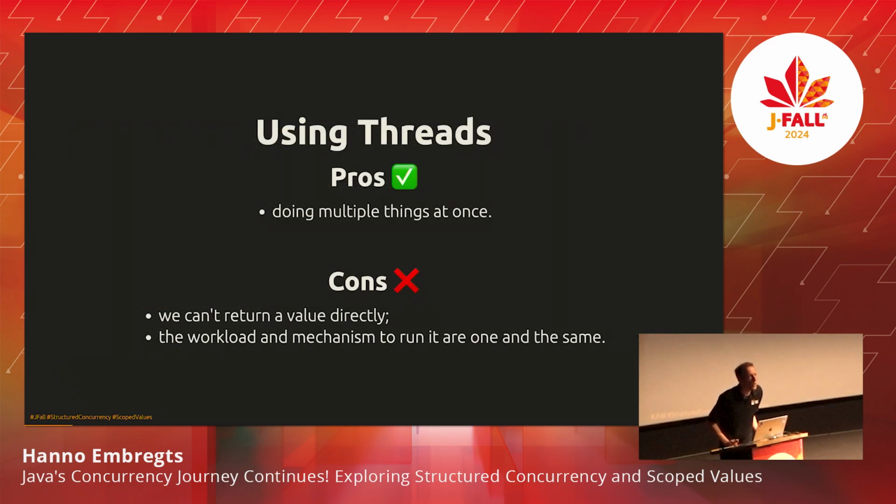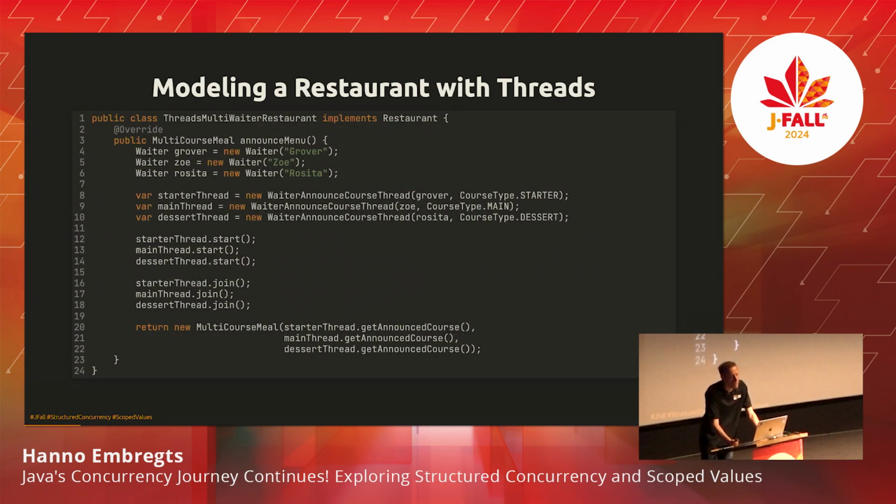Pros and cons time. Well, threads obviously allow us to do multiple things at once, but we can't return a value directly, at least not with the first version of Java. We had to create a field for that. And also, when you create a thread, the workload, so what you want the thread to do, and the mechanism to run it, are very closely linked, right? We are defining both what to do, and that you should run it on this particular thread. So there's a very tight coupling there. And that's not really working for us. What if I wanted to increase to 6 threads or 9 threads or just a single one? We would have to remodel it all over again with lots of work.